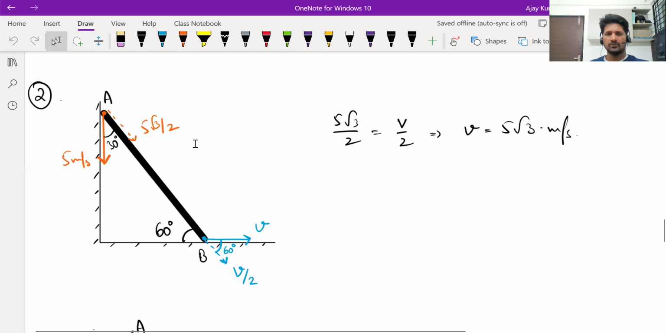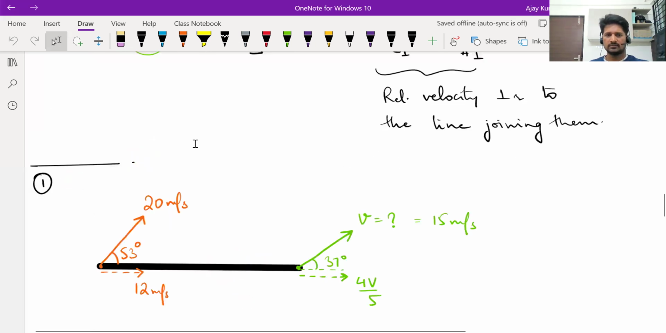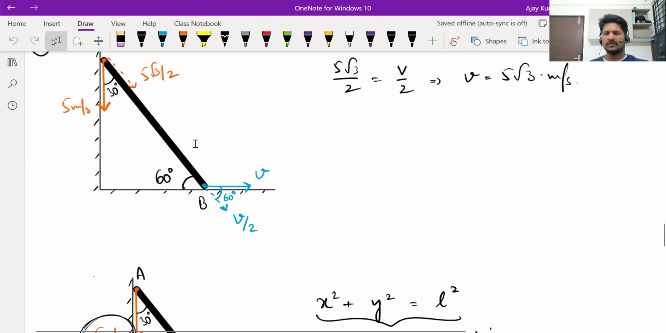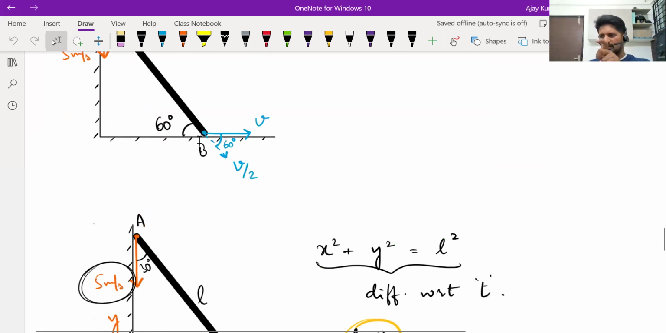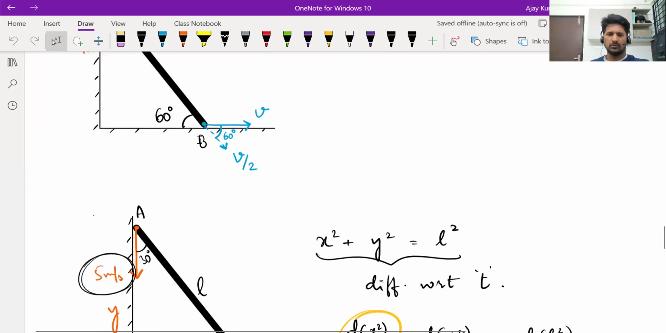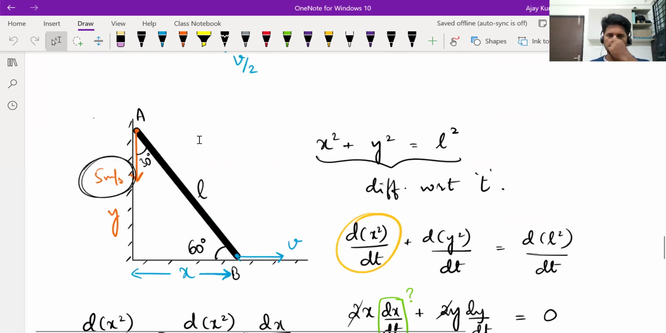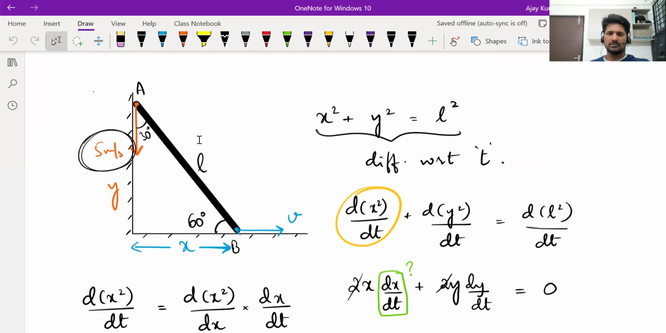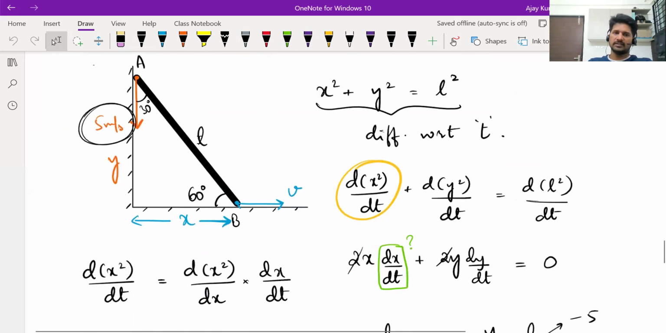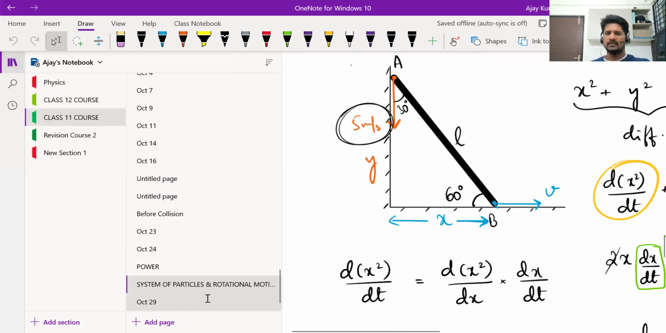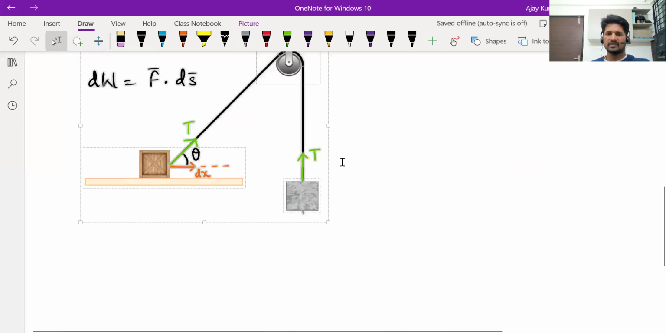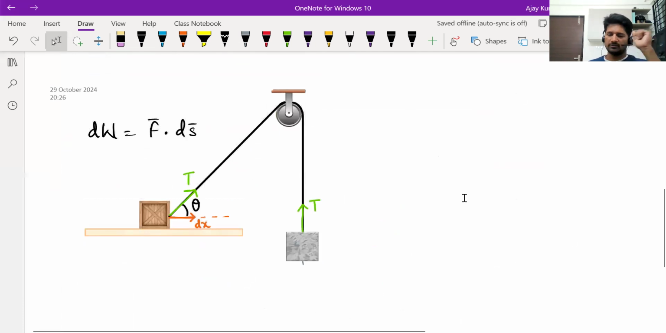This one, we used two methods. One is the fact that the velocities of those points along the length of the rod should be common, should be equal. So components we equated. Another one is this trigonometry based, Pythagoras theorem based method. X square plus y square is equal to L square. We differentiated that. We can use that idea in this problem. What we want is the relation between their speeds. Okay, forget tension.